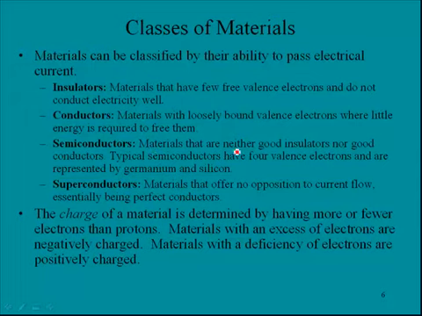Semiconductors. These are materials that are neither good insulators nor good conductors. So the idea of a semiconductor is they kind of conduct, but they don't conduct very well. They don't insulate very well. They're in a class we call semiconductors. Semiconductors have 4 valence electrons and are represented by germanium and silicon.